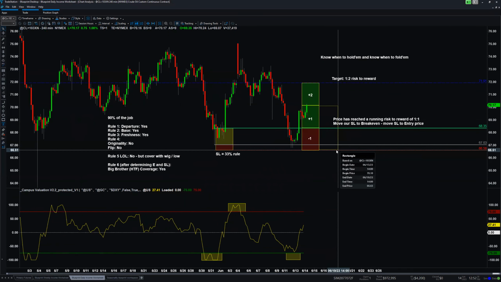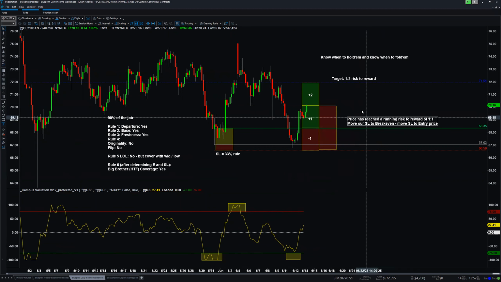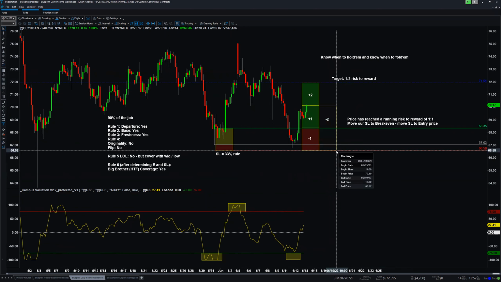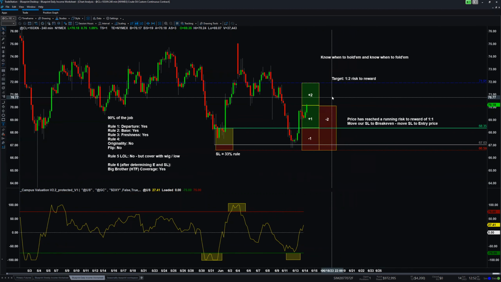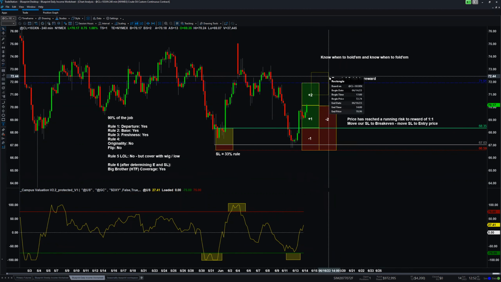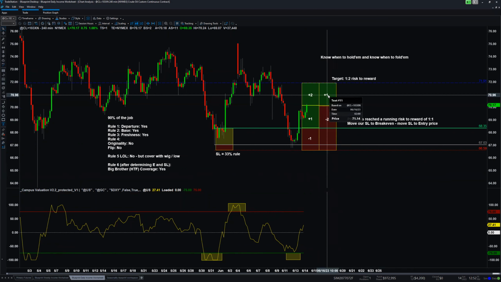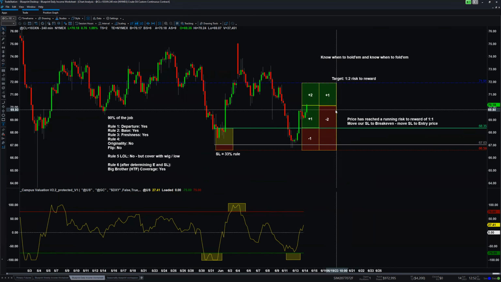At this moment of time, because price is up there, what's running, I have this amount of risk on the table, -2. However, my upside potential at this point is only +1. So know when to hold them, know when to fold them.